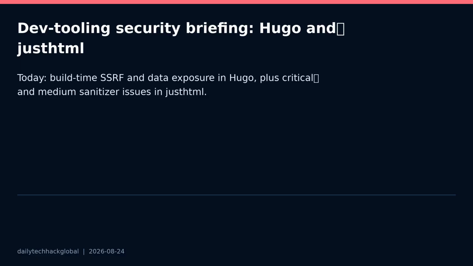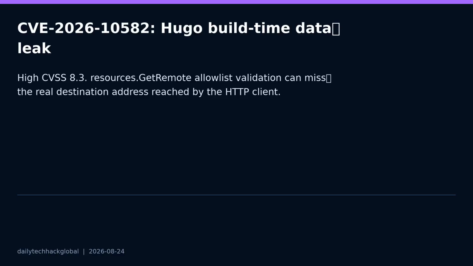2026-10582 in Hugo. NVD lists CVSS 4.0 score 8.3 high, and CVSS 3.1 score 7.4 high. Hugo's security.http.urls allowlist is the control for outbound fetches made by resources.GetRemote.